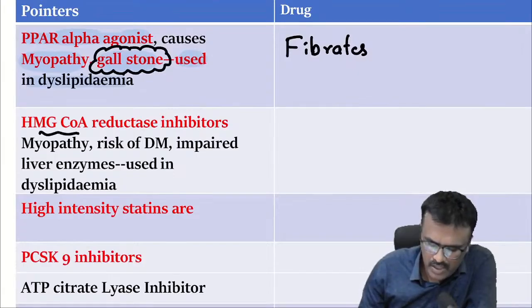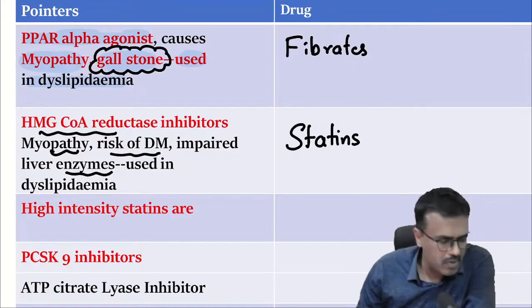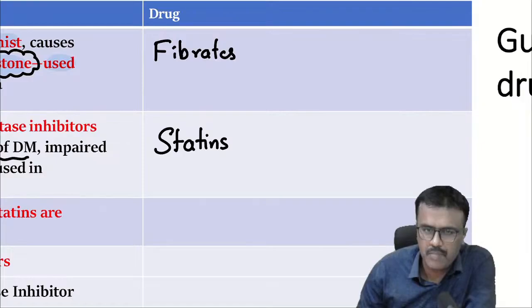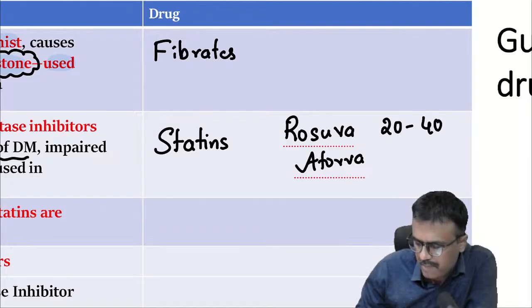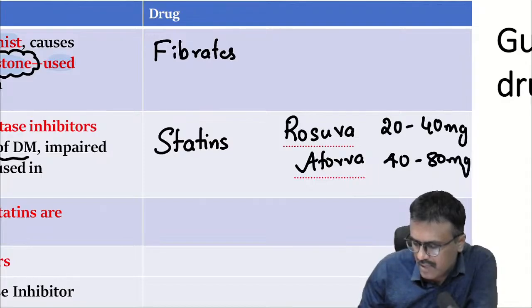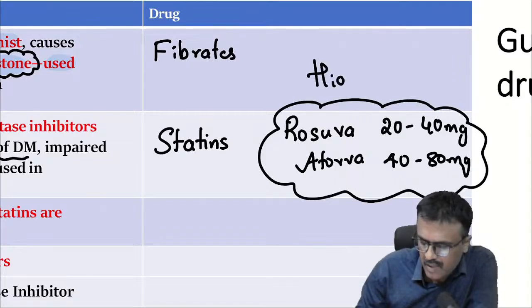Yes, HMG-CoA reductase inhibitors, causing myopathy, diabetes risk, impaired liver enzymes, they are nothing but statins. Particularly two statins you have to remember, rosuvastatin and atorvastatin. Rosuvastatin at 20 to 40 milligram and atorva at 40 to 80 milligram. These are called high intensity statins.